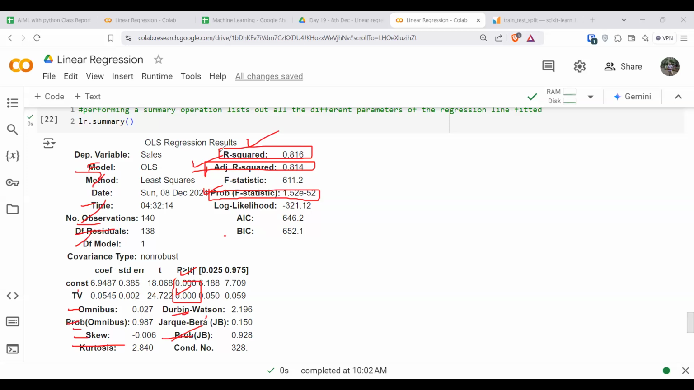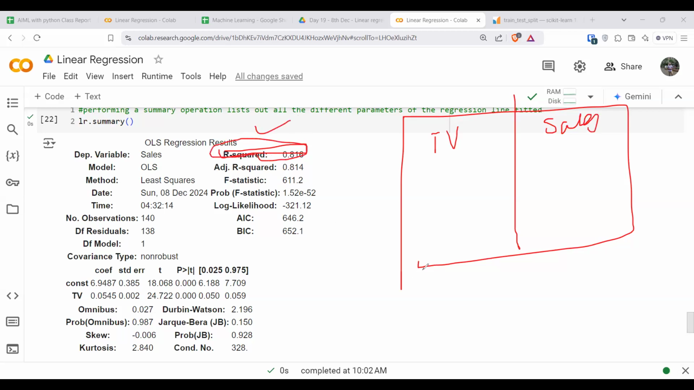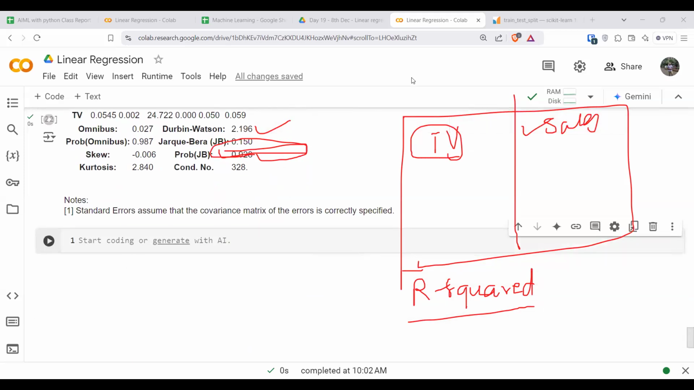I'll just tell you two important terms. R squared is 0.816. What does it mention? It specifies that 81.6% variance in sales is explained by your TV, because we have taken only simple linear regression. In that we have TV and we have sales, right? As I told you, R square is an indirect indicator of your accuracy, but in more technical terms, it gives you what amount of variance is explained by your independent variable to predict the target variable, right? So you can write down that. And the rest of the things are explainable.